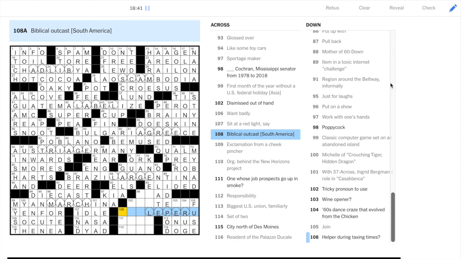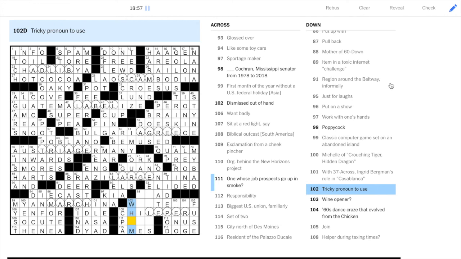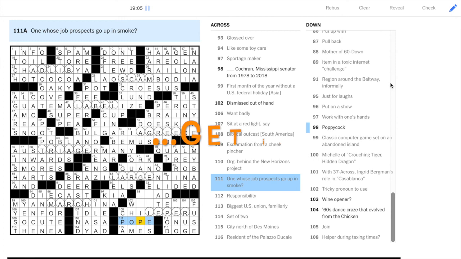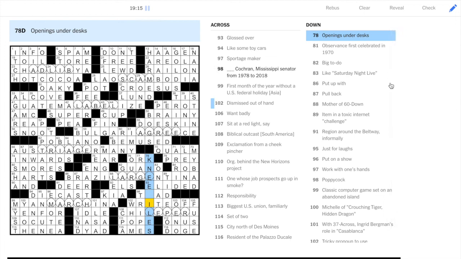Ames, Iowa. This might be whom. One whose job prospects go up in smoke. The Pope. Right off. Okay, let's see if we can get this. No, this is, sorry, that's wrote off. And this is knee holes.